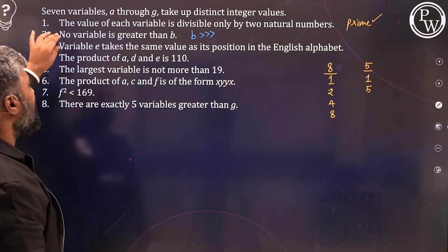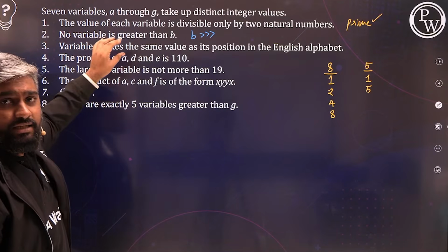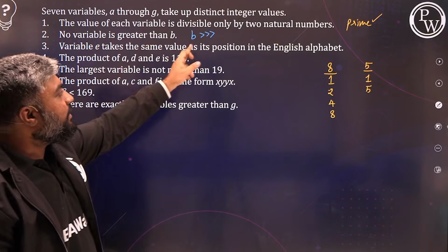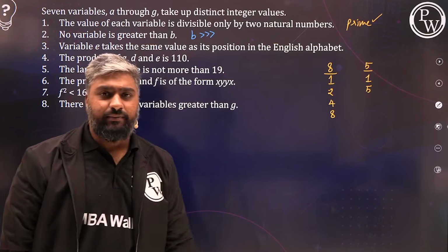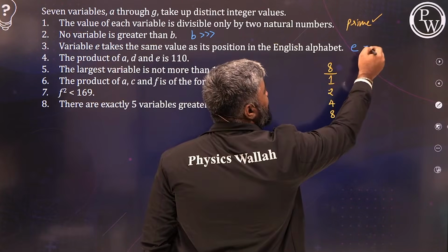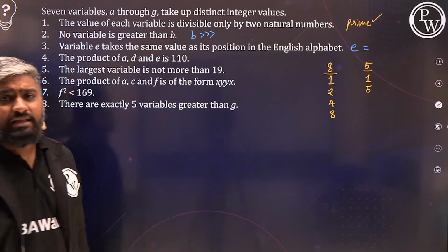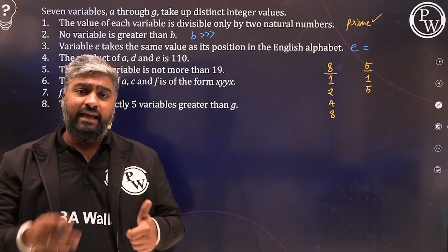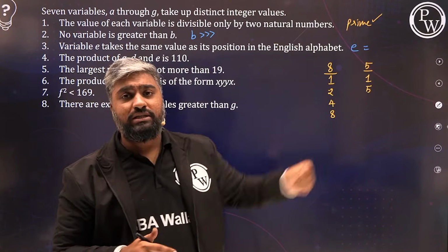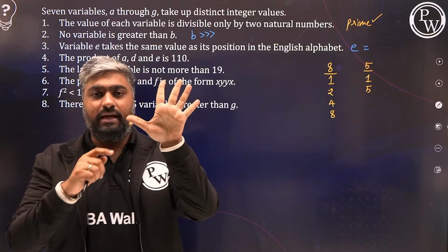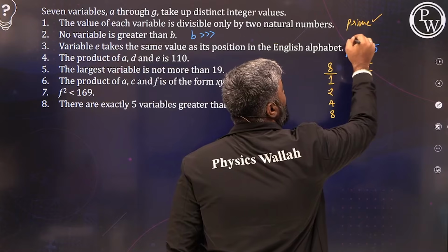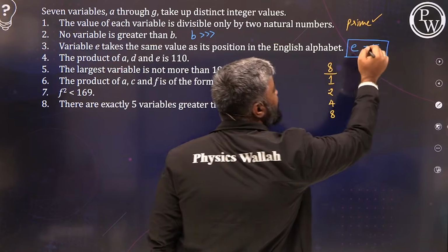Moving on. So we've read this, right? We've considered this, but we're going to use this later. Variable E takes the same value as its position in the English alphabet. एक variable है E, okay? It takes up the same value as its position in the English alphabet. English alphabet क्या है? A, B, C, D all the way till Z, correct? तो उसमें से E का क्या position है? A, B, C, D, E. Yes, the fifth position.